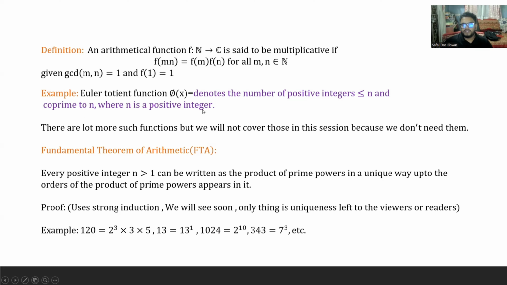Phi is not the only multiplicative function. There are many multiplicative functions. I'm not getting into that. But there are a lot more, as I have written, you can see on the screen, but we will not cover all those in this session because it will be long, right?